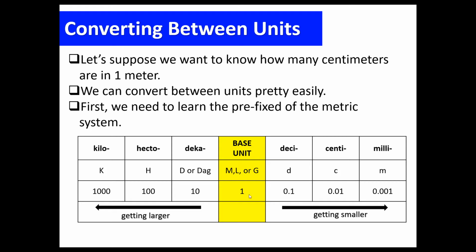So for our base units here in the middle, they each have a value of 1. And then if we start moving to the right of our chart, we notice that our values get smaller. So a deci is going to be abbreviated with a lowercase d. Its value is 1/10. Centi has an abbreviation of a lowercase c, and it is worth a 100th. And then milli is abbreviated with a lowercase m, and its value is 1/1000th.